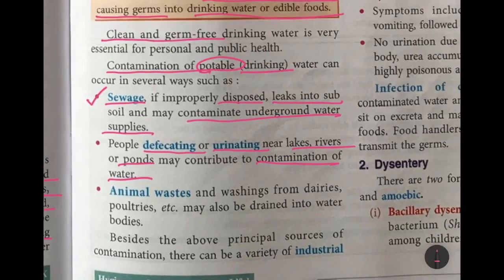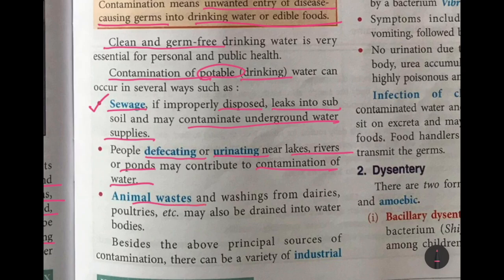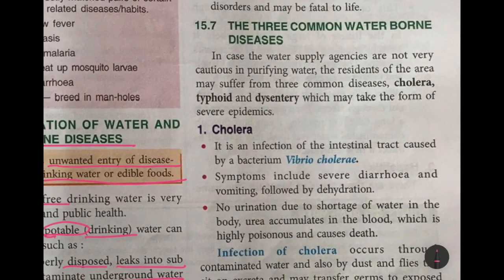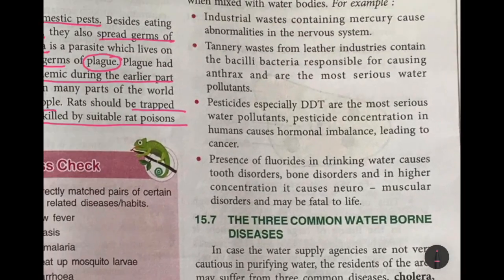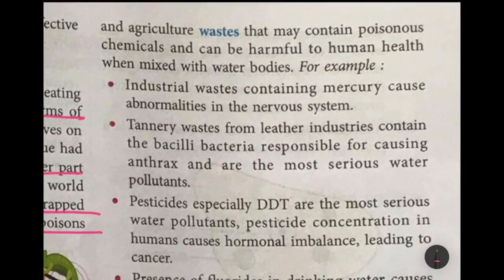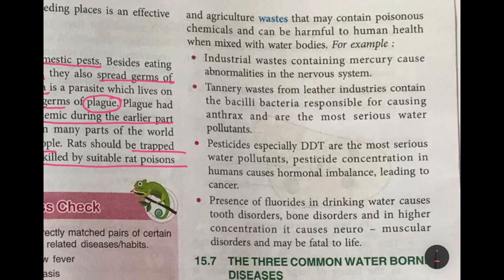Okay, now animal wastes and washing from dairies where cattle is there, poultries, can also be drained into the water bodies, thus contaminating drinking water. So besides these main sources of contamination, there can be many industrial and agricultural wastes that contain poisonous chemicals and can be harmful to human health when mixed with water bodies.